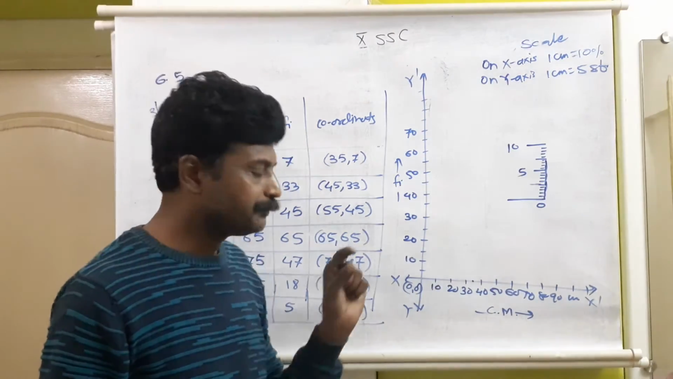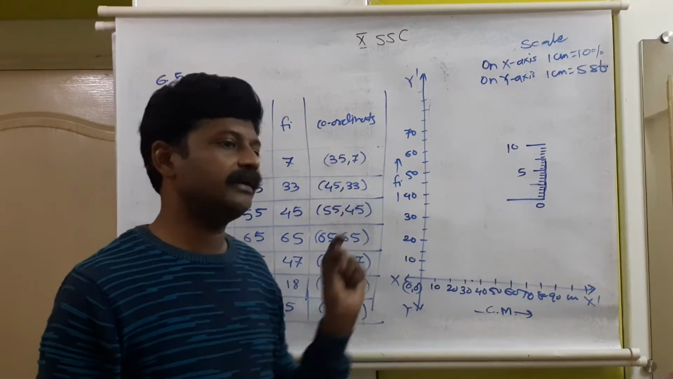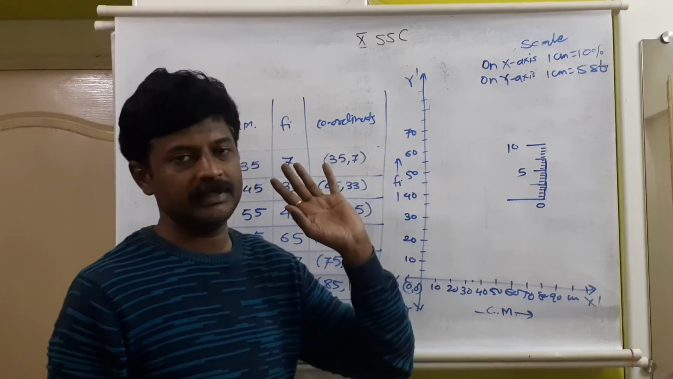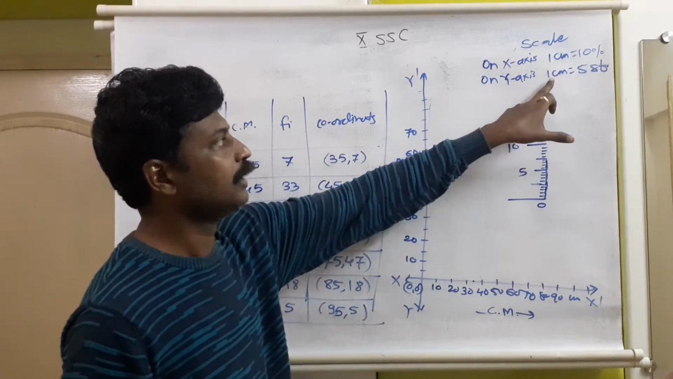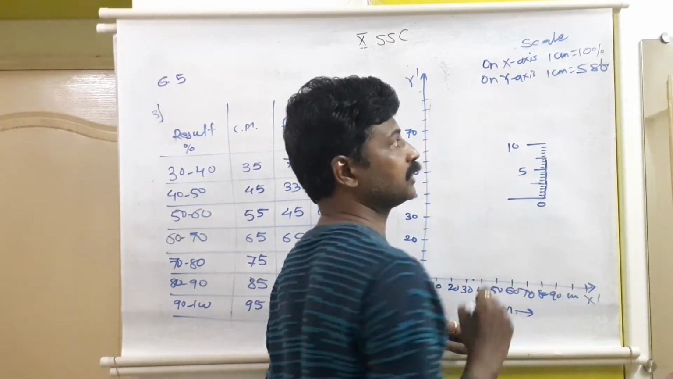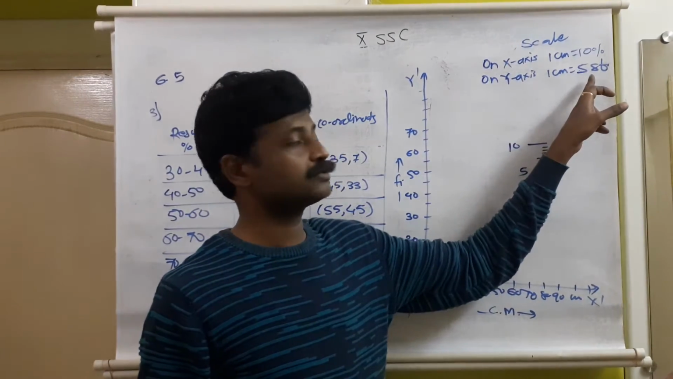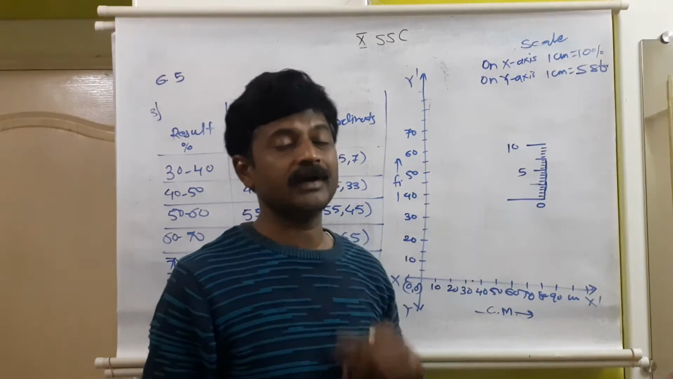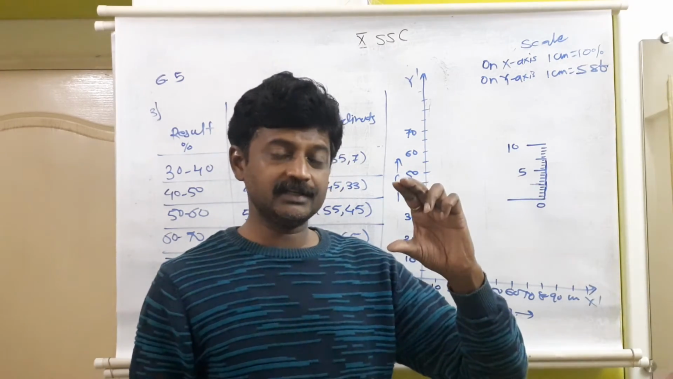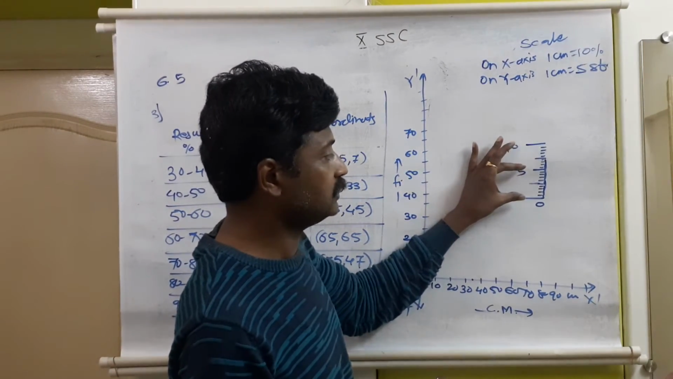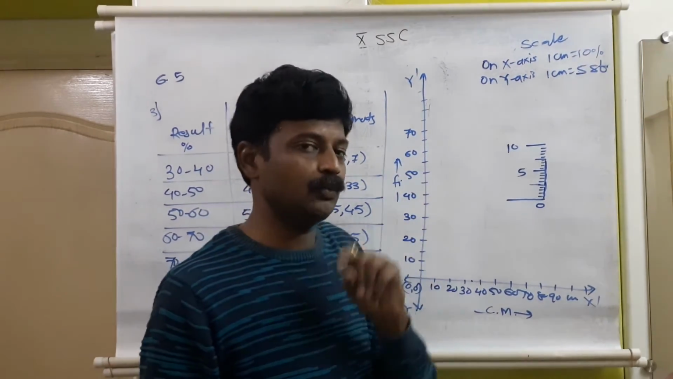So what is the equivalent ratio for one student? One student is equal to 2 millimeters. As per that it is taken. 1 centimeter is equal to 5 students. See, this is very important. 1 cm means 10 millimeters. 10 millimeters is equal to 5 students. If 10 millimeters is equal to 5 students, 2 millimeters will be equal to 1 student.